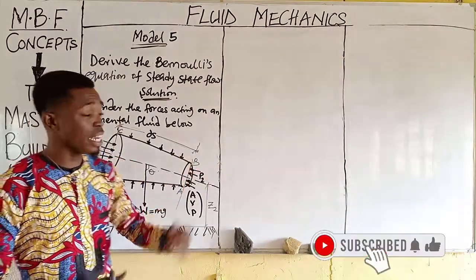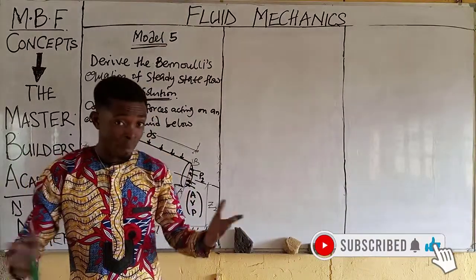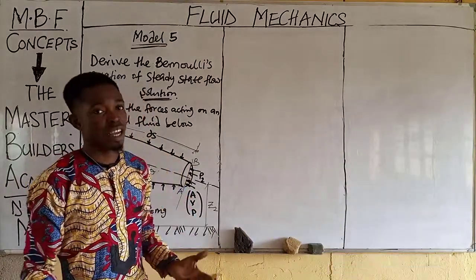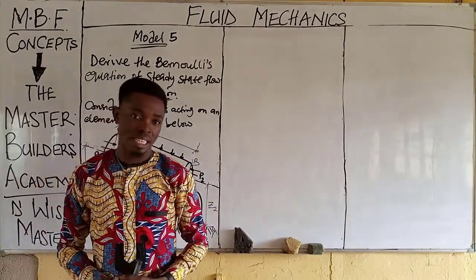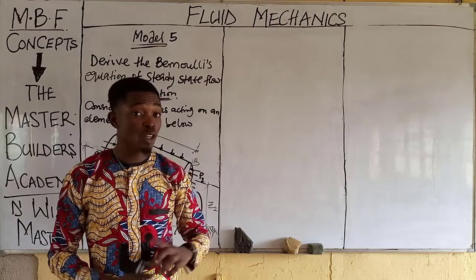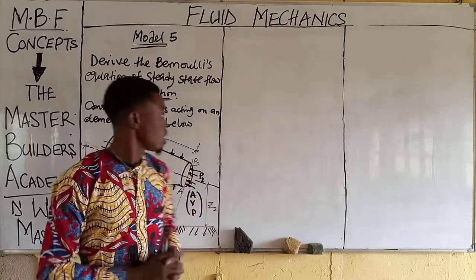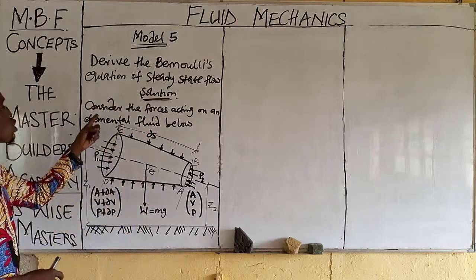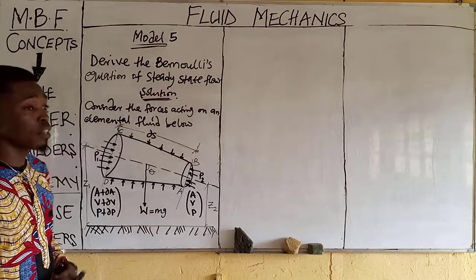And in proving this, a cylindrical section is equally taken, an elemental section, because this is a fluid, and to convey a fluid, a vessel is always required. Now in this derivation, we are making use of first principles. Now when we look at the board, we are asked to derive the Bernoulli's equation of steady state flow.